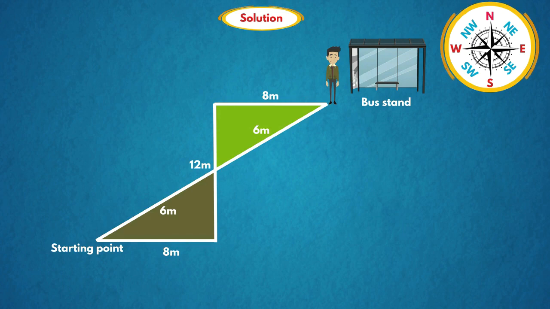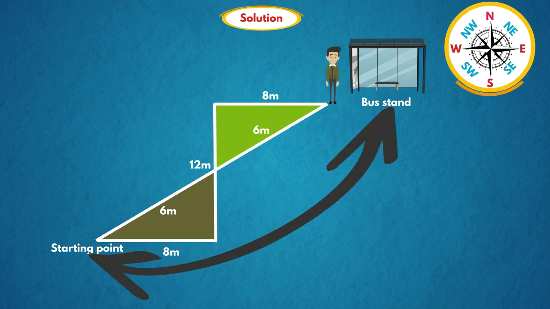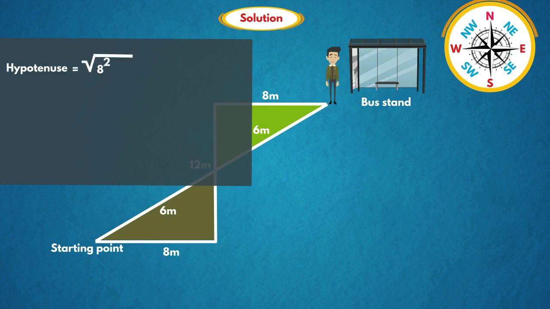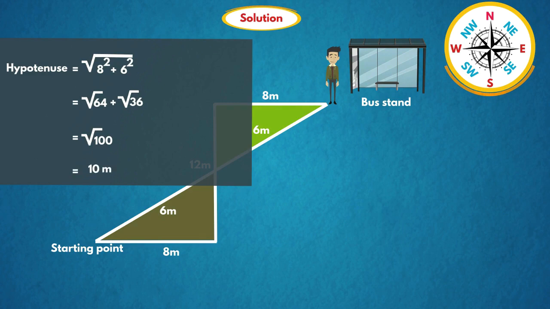Here after splitting into two parts, we can observe two right angle triangles here. So we can find the distance between bus stand and starting point. Here, in this triangle, the sides are 8 meters and 6 meters. In the right angle triangle, from the Pythagoras theorem, hypotenuse is equal to square root of 8 square plus 6 square. That is, square root of 64 plus 36 is equal to root 100, that is equal to 10 meters.